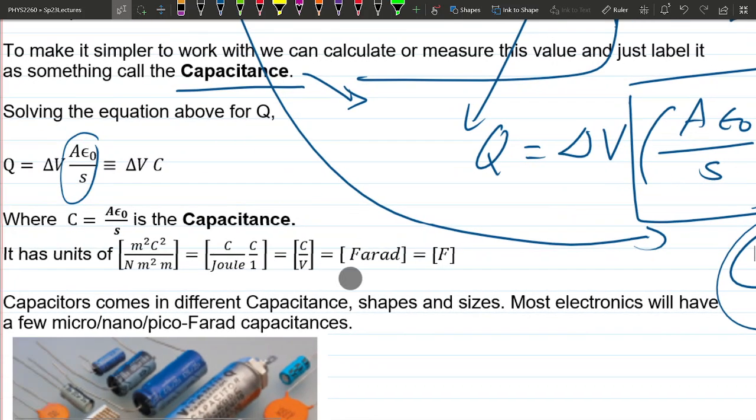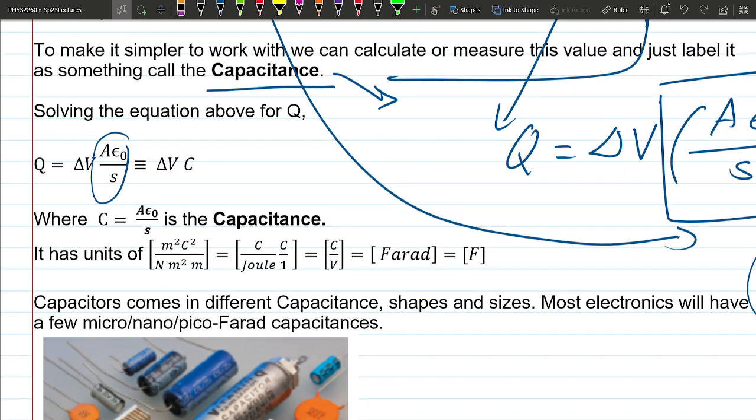Some neat things about this unit of capacitance. So area has units of meters squared. Epsilon naught has units of newtons meter squared per coulomb squared, this crazy constant that we have to deal with all the time. Of course, the distance s has units of just meters. If you simplify all of this, what it turns out to be is coulomb squared per joule.